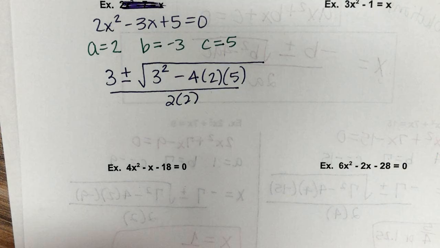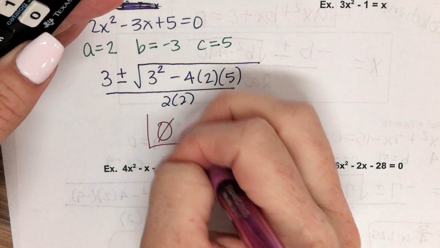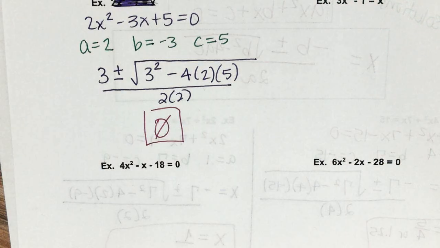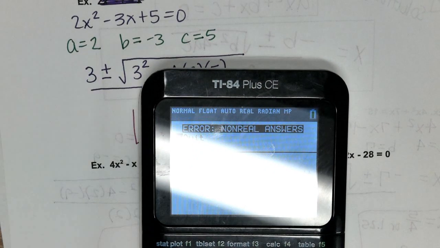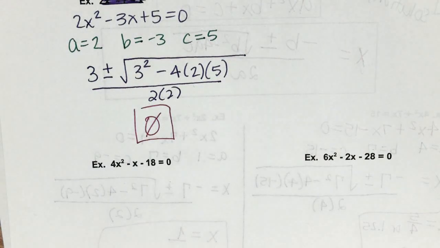But I don't want you thinking just because you get an error, it's no solution, because it could be an error on your part, like I typed it in wrong. So if it says error non-real numbers, then the answer is no solution. If it says error sign change, it's telling you you typed something in wrong. Like you put a negative when it should have been a subtraction or a subtraction when it should have been a negative. Does that make sense?